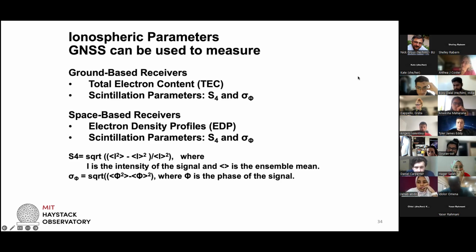So it's just another way of getting TEC. I think that's what you're seeing. That was a TOPEX. Great. Okay. So, ionospheric parameters that you can use GNSS to measure.